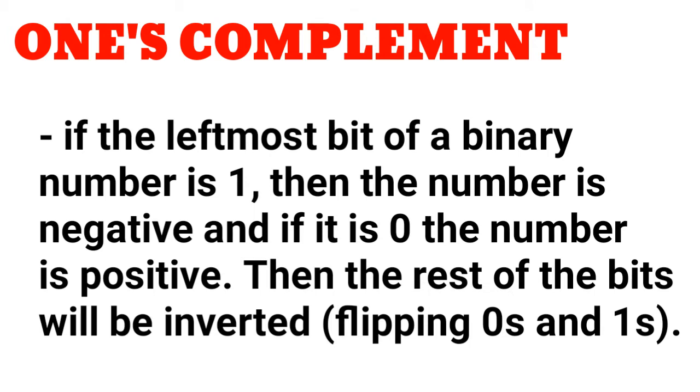This time, let's talk about 1's complement. In this concept, if the leftmost bit of a binary number is 1, then the number is negative, and if it is 0, the number is positive. Then the rest of the bits will be inverted. It's just like sign bit, but we flip the zeros and ones.